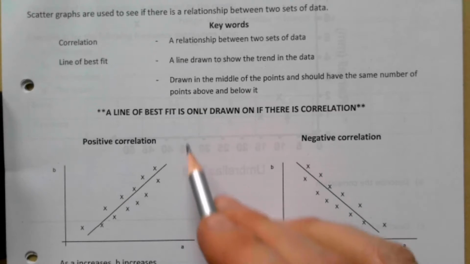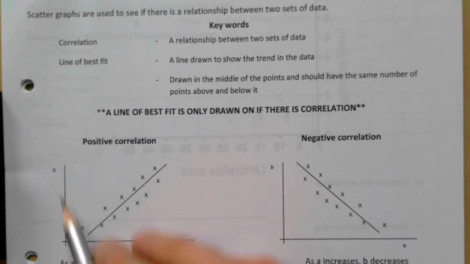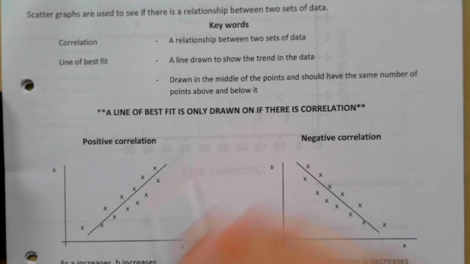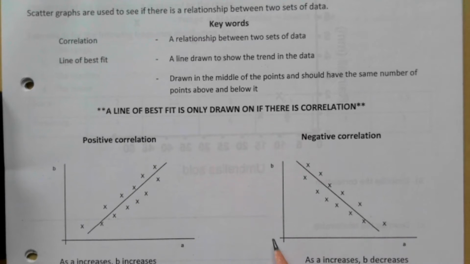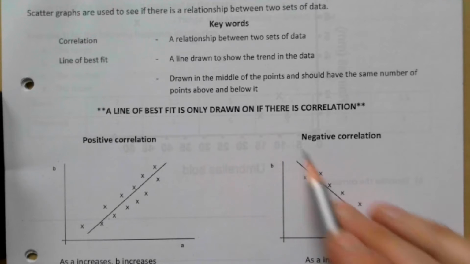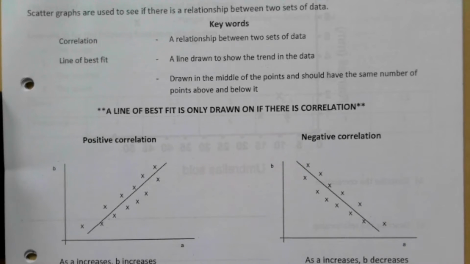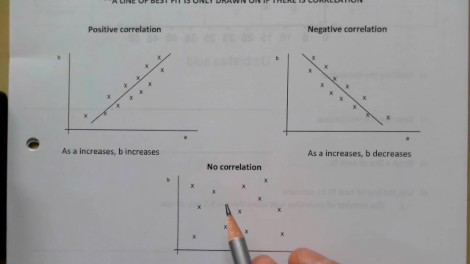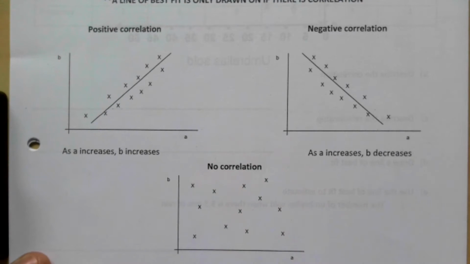A positive correlation: as this one goes up, this one goes up, so we head this way here. A negative correlation: as this one goes up, this one goes down. And then no correlation: there's no pattern at all.